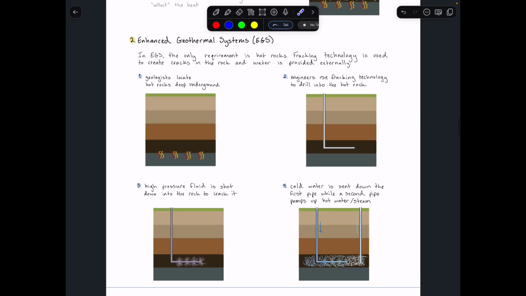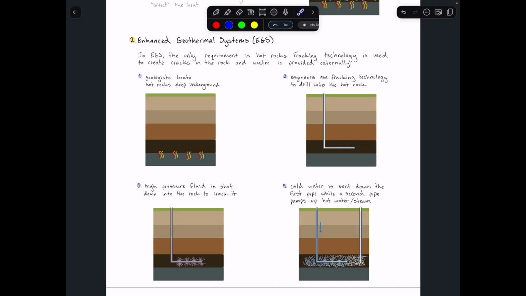And so how EGS works, enhanced geothermal systems, for shorthand EGS. How it works is that first a geologist locates where there are some hot rocks located underground. Then in the second step, engineers use fracking technology, the same type of technology that's used for fracking for natural gas and crude oil, to drill down into this layer of hot rocks.